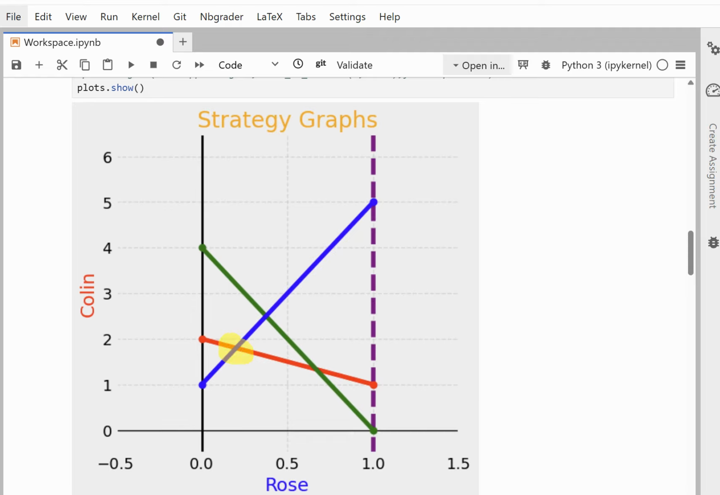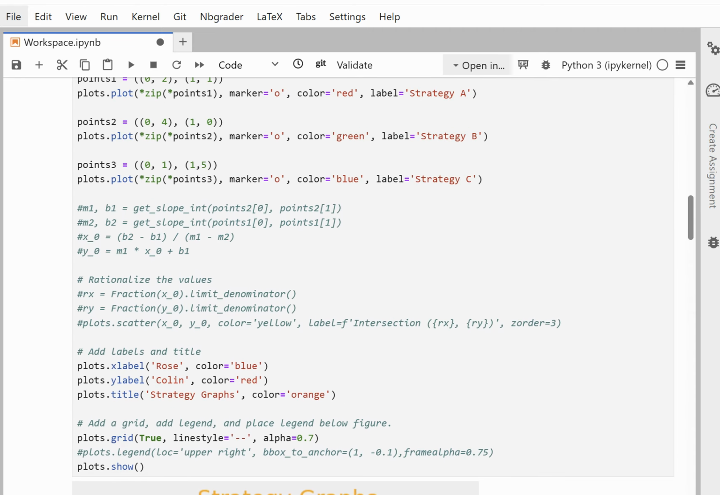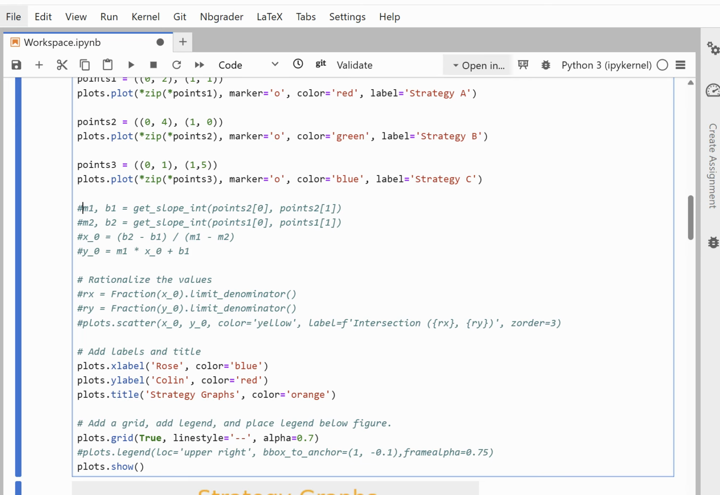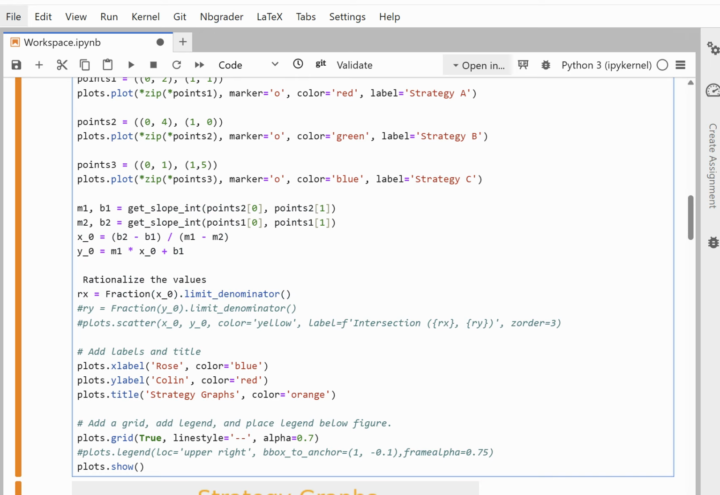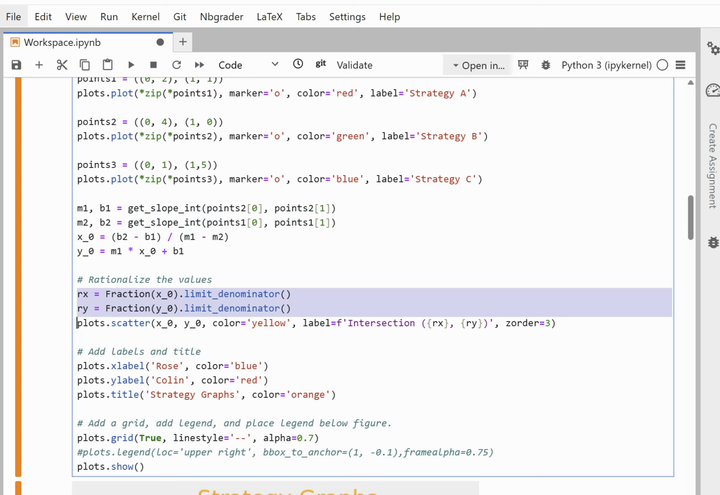And to find that intersection point, I am going to uncover the correct values up above, right? So what am I going to do? I'm going to come through here and I am going to delete out these comments. So that will calculate the slope and intercept, and that, sorry, was supposed to stay there. Right? And then this is going to calculate the point of intersection. The limit denominator actually reduces the fraction to lowest terms. And then the plot is going to do it.